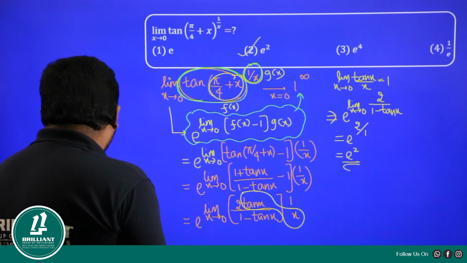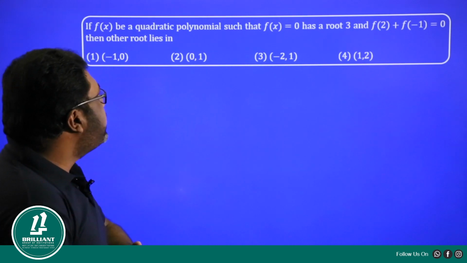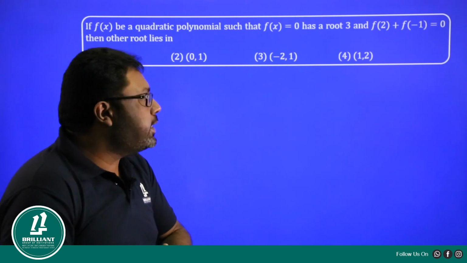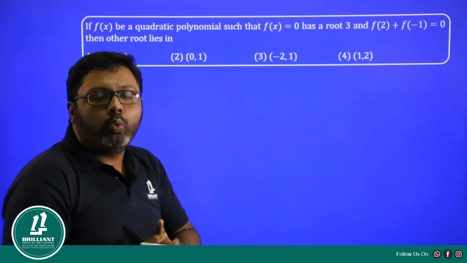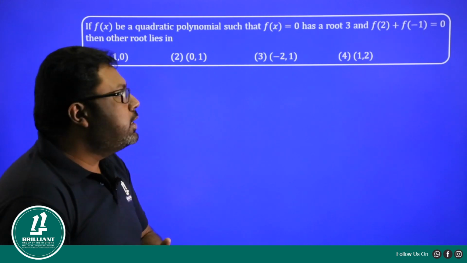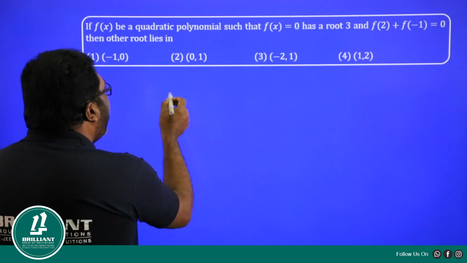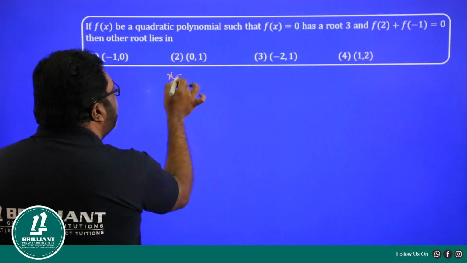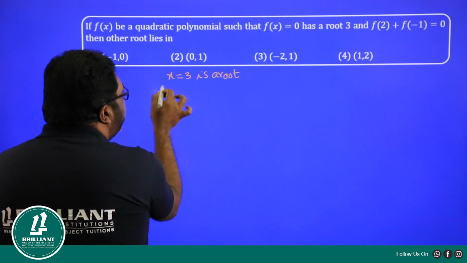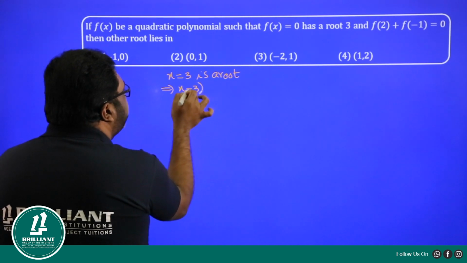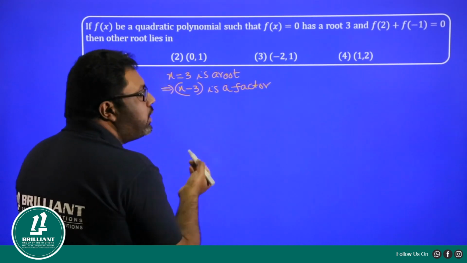Now, let's move to the next question. The next question is very clear. f of x is a quadratic polynomial such that f of x is equal to 0 has a root 3 and f of 2 plus f of minus 1 is also equal to 0. Now it is said that f of x is a quadratic polynomial and it has a root. So x is equal to 3 is a root. So can I say if it is a root, then x minus 3 is one of the factors? x minus 3 is a factor, yes? I can write it like that, right?